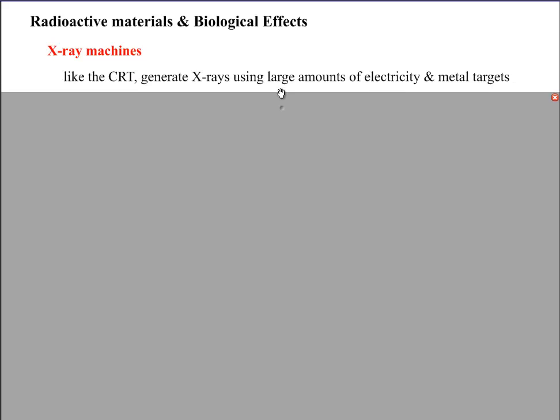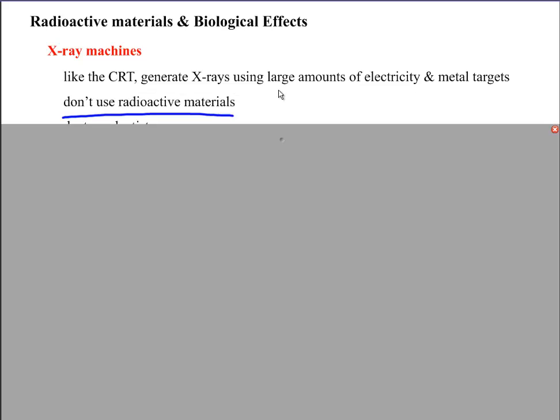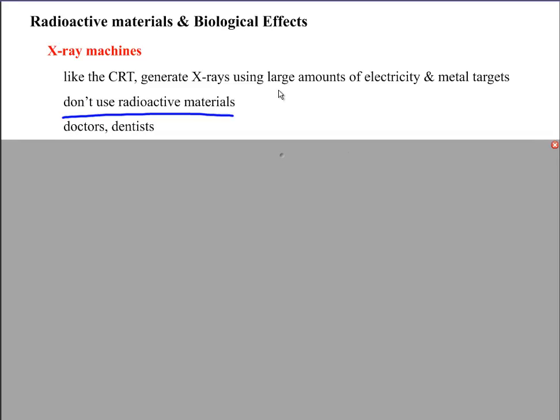Let's take a look at some common uses of radioactive materials and what their biological effects are. Probably the most well-known use of radioactive material is for X-ray machines, but in fact they generate X-rays, but they do not use radioactive materials. So they generate radiation in the form of X-rays rather than gamma rays, but they don't use radioactive materials in this. Most common place to find these would be in a doctor's office, in a dentist's office.